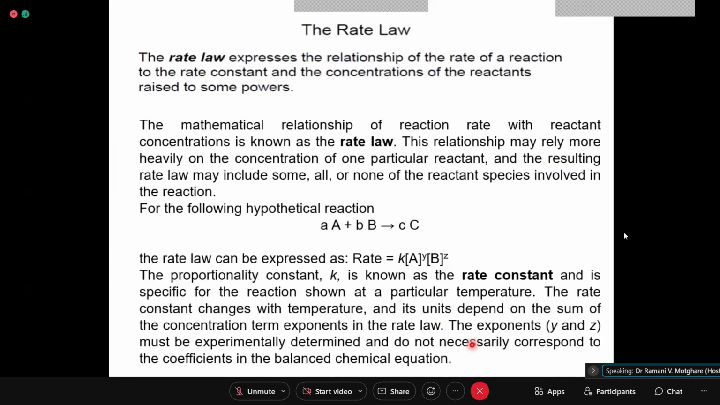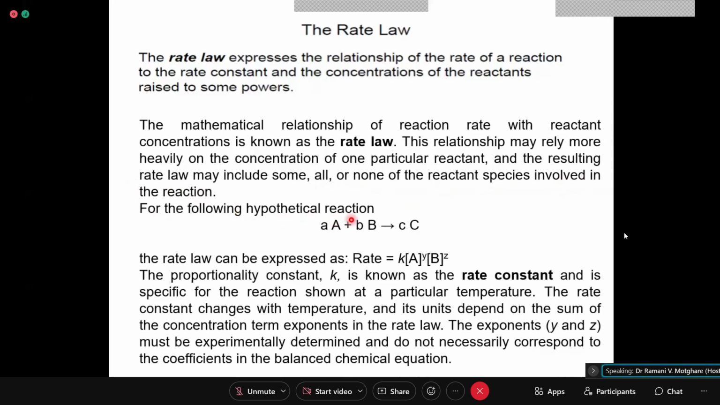So then the rate law. Now the rate law expresses the relationship of the rate of reaction to the rate constant and the concentration of the reactants raised to some powers. The mathematical relationship of reaction rate with reactant concentration is known as rate law. This relationship may rely more heavily on the concentration of one particular reactant, and the resulting rate law may include some or all or none of the reactant species involved in the reaction.